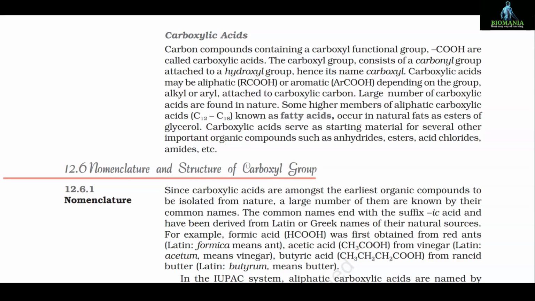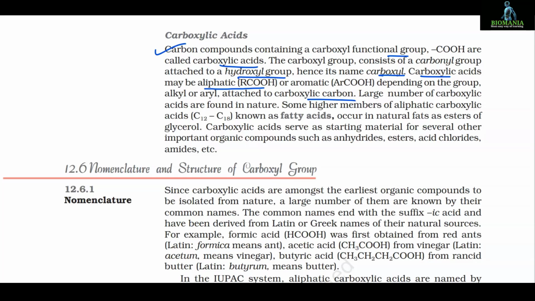So let's start. Carboxylic acid. Carbon compounds containing a carboxyl functional group, COOH, are called carboxylic acids. The carboxyl group consists of a carbonyl group attached to a hydroxyl group, hence its name carboxyl. Carboxylic acids may be aliphatic, RCOOH, or aromatic, depending on the group, alkyl or aryl, attached to the carboxylic carbon. A large number of carboxylic acids are found in nature.